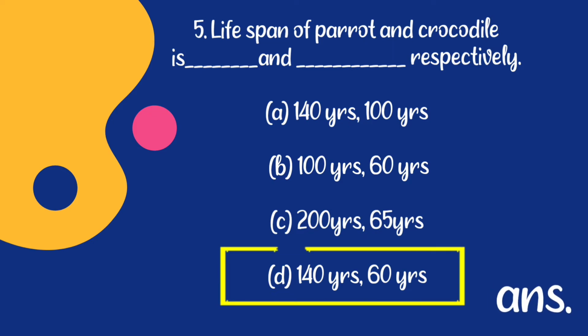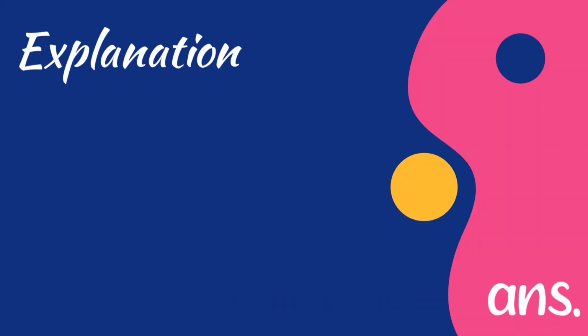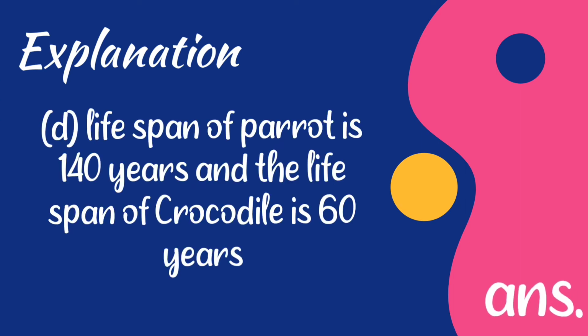And the answer is D. 140 years, 60 years. Explanation. D. Lifespan of parrot is 140 years and the lifespan of crocodile is 60 years.